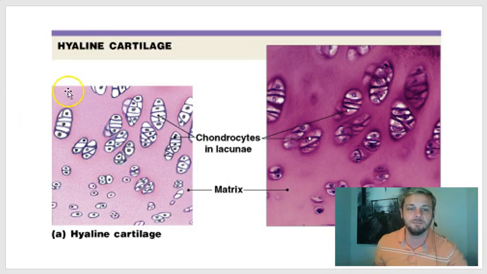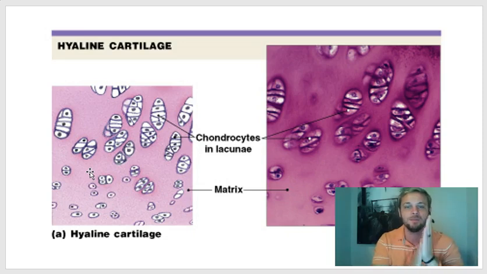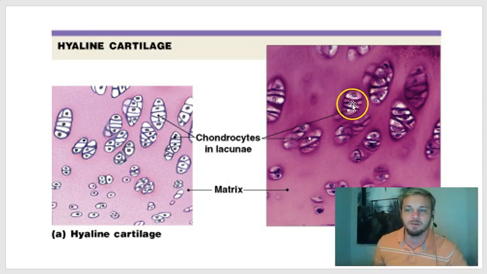So looking at it again, the ground substance in this looks very smooth. It's not like the others where you see the fibers going all over the place. It is chock full of collagen fibers, so much that it looks like a smooth sheet. And then you can see the lacunae and your chondrocytes inside of that.